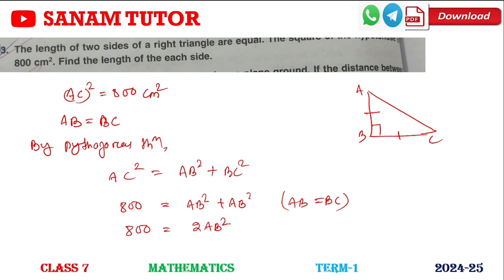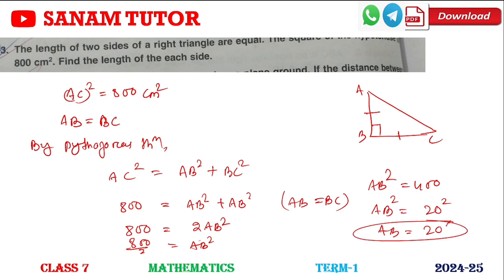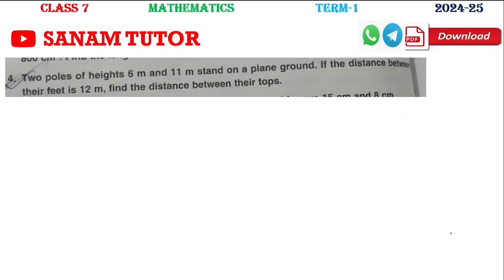So AB square equal to 800 by 2, that is 400. So AB square equal to 400. So AB equal to 20. So AB equal to 20 centimeter. So similarly BC, how much? 20 centimeter, because AB and BC are equal. Understand?